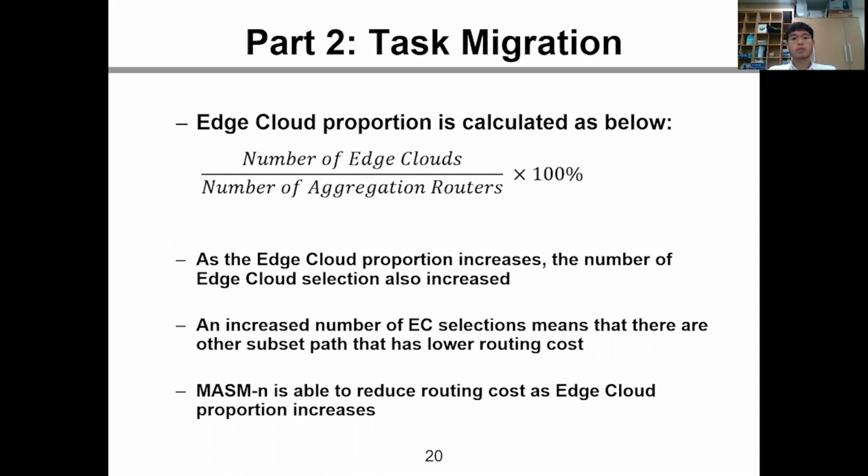As the HCloud proportion increases, the number of HCloud selections will also increase. An increased number of selections means that there are other subset paths that have lower routing costs that we need to find. So our heuristic is mostly able to reduce the routing cost as the HCloud proportion increases. The idea of task migration in our research is rather simple compared to task offloading, because we did not simulate the computational resources.